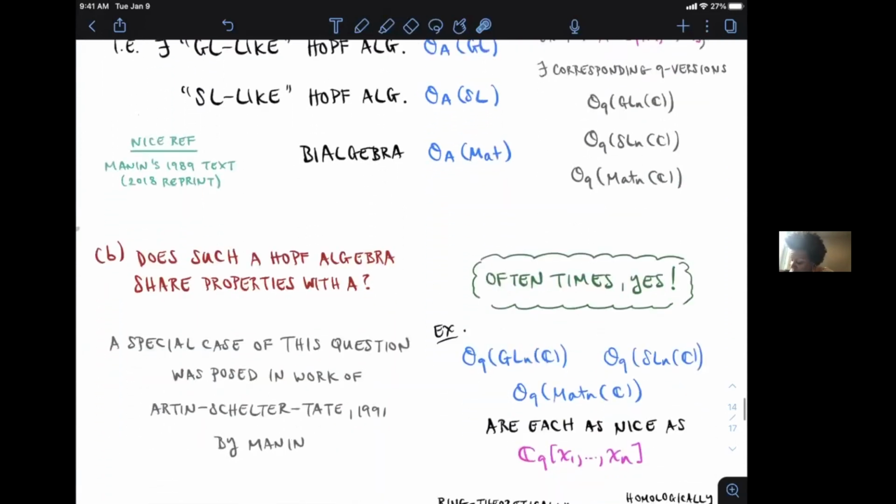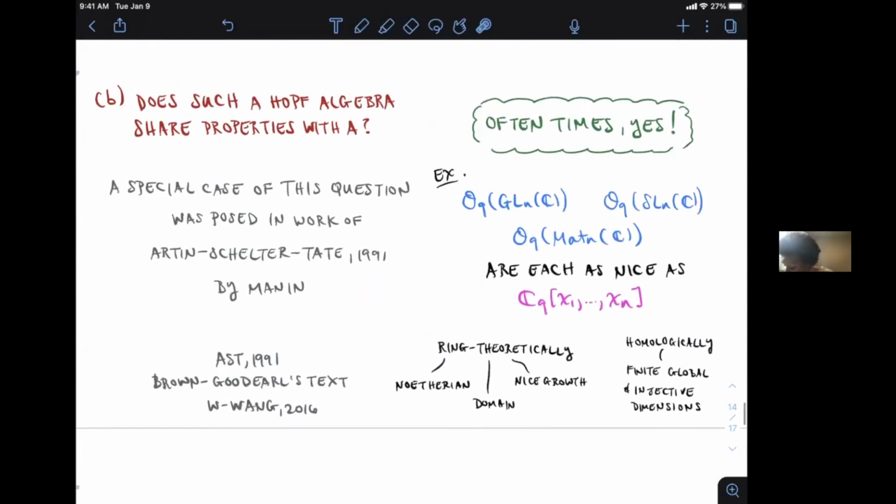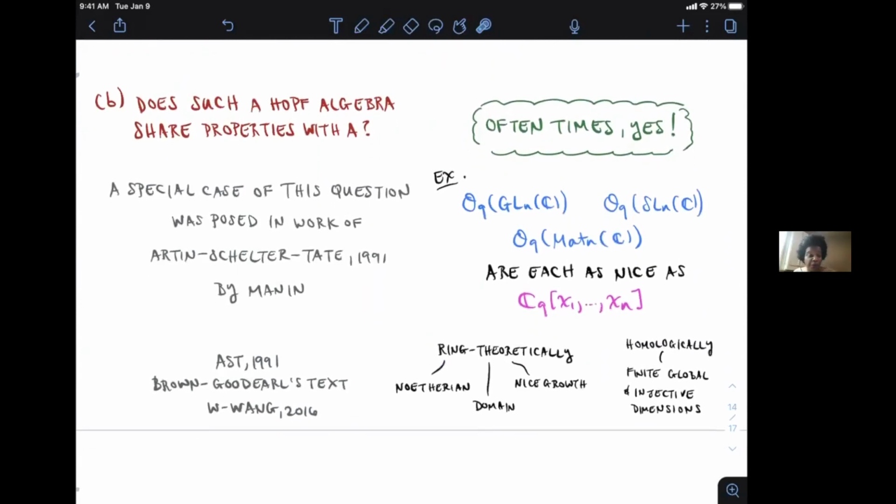Now, do they share nice properties of the algebras that we're coacting on? Oftentimes, yes. So for instance, if I take this q-polynomial algebra, and I take these universal gadgets that coact on it, well, this is a nice algebra here. It's a Noetherian domain. It has nice growth. And homologically, it's wonderful, has finite global dimension, nice injective dimension, etc. Do these algebras also share these nice features? And the answer in this case is yes.